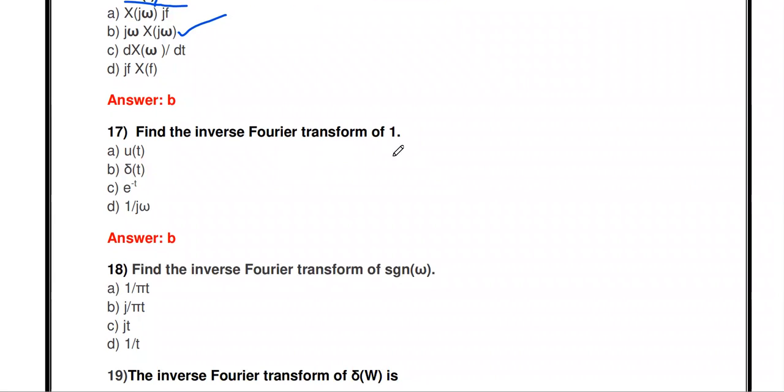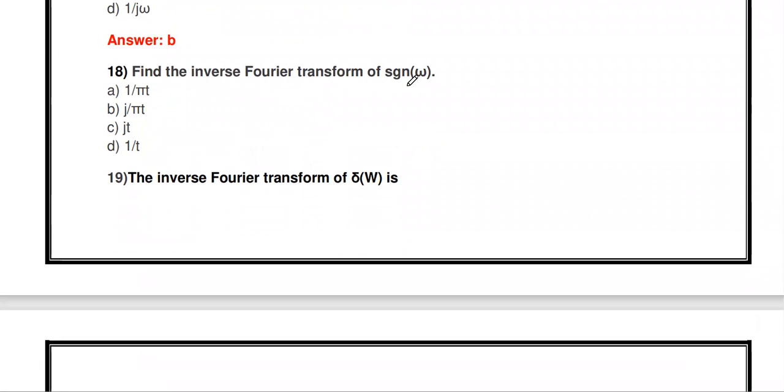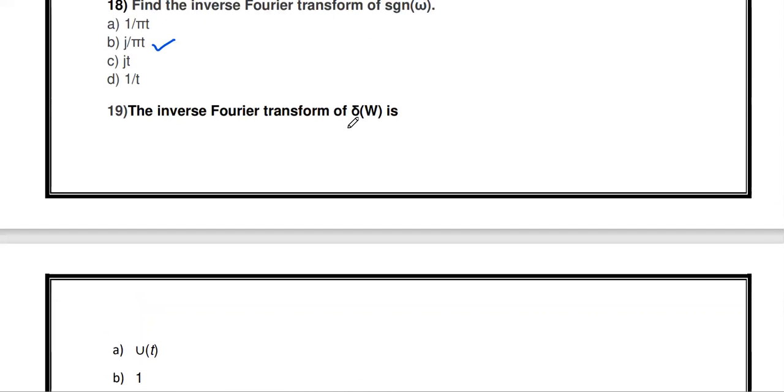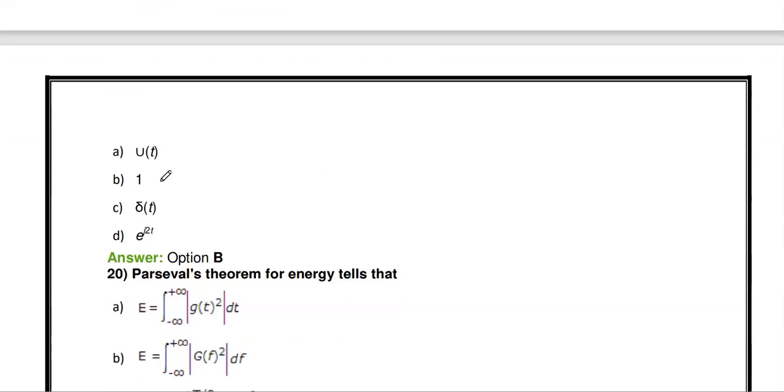Okay, this is the differentiation property. Then the next one: find the inverse Fourier transform of 1. Already you know, if you take the Fourier transform of del of t, we will get the answer 1. So for 1, if you take the inverse, we will get del of t. Okay, so del of t and 1 are a Fourier transform pair. Then find the inverse Fourier transform of signum of omega. The inverse Fourier transform of signum of omega is j divided by pi t. Okay, this is the answer. Then the inverse Fourier transform of del of omega: the inverse Fourier transform of del of omega is 1.